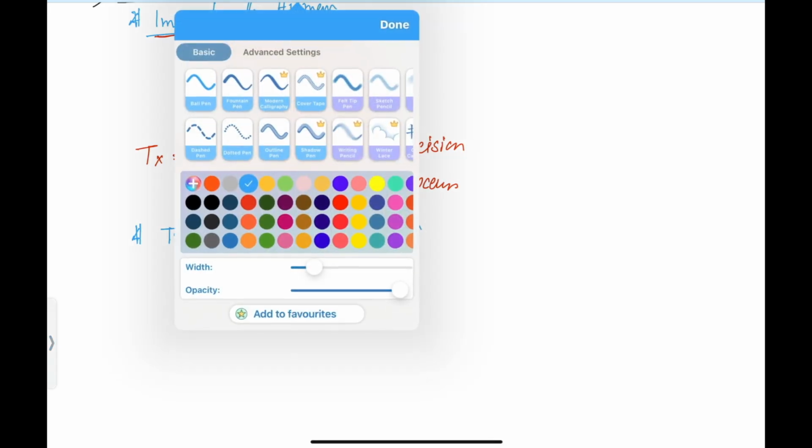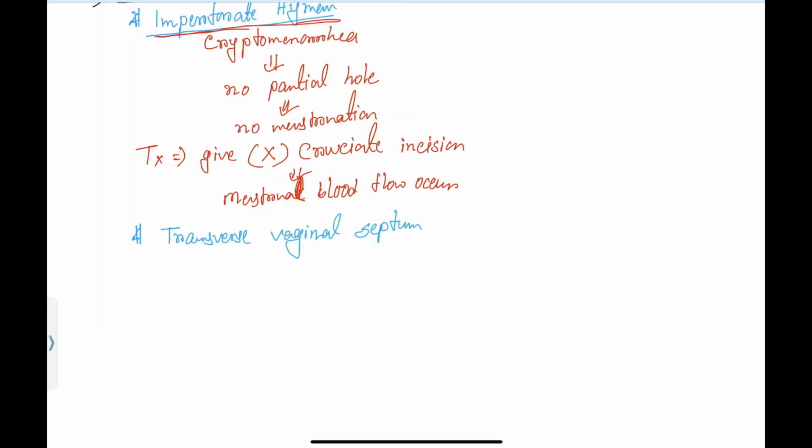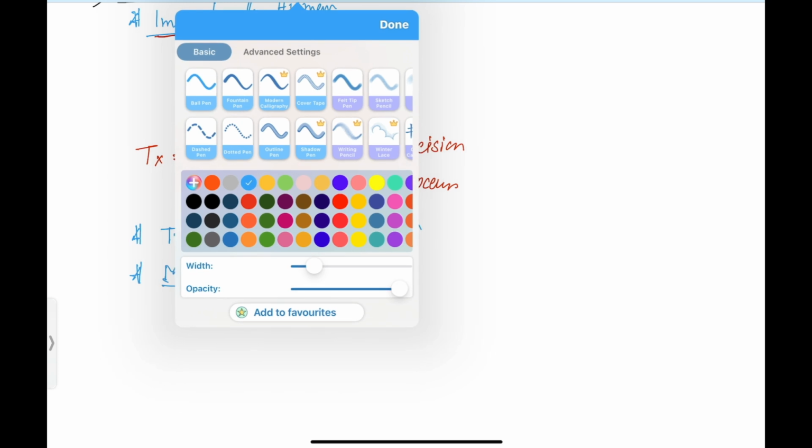Okay, so if the vagina has a transverse septum, that can also be a reason for primary amenorrhea, because no menstrual blood will come out. Another reason is Mullerian agenesis. Now what is this Mullerian agenesis? We will discuss Mullerian agenesis in detail.